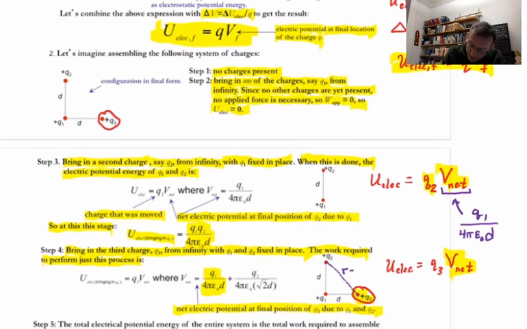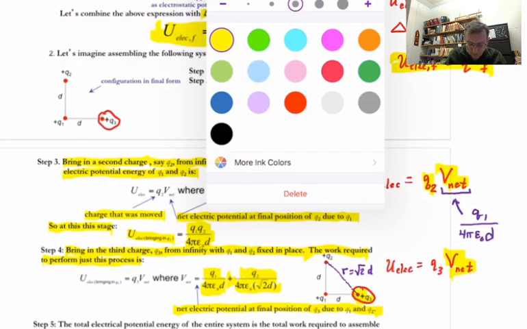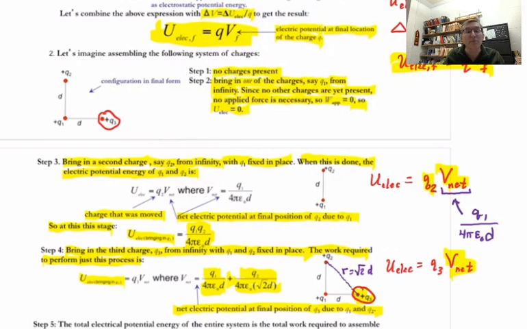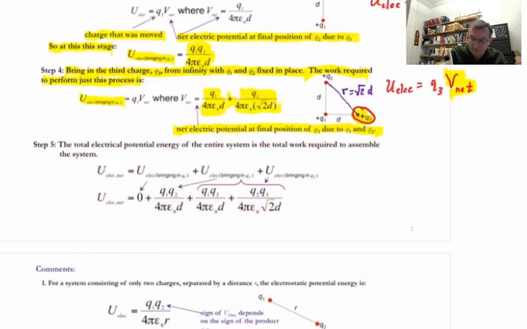Note from just geometry that r is the square root of 2 times d, Pythagorean theorem. So that contribution then is Q2 over 4 pi epsilon 0 square root of 2 times d, and those two expressions get added together. So Q3 times that V net is the electric potential energy that we then have resulting from bringing in Q3. We're not quite done. There's still one more important step.